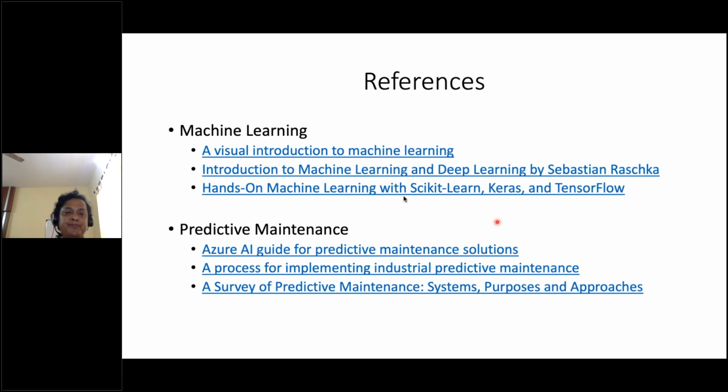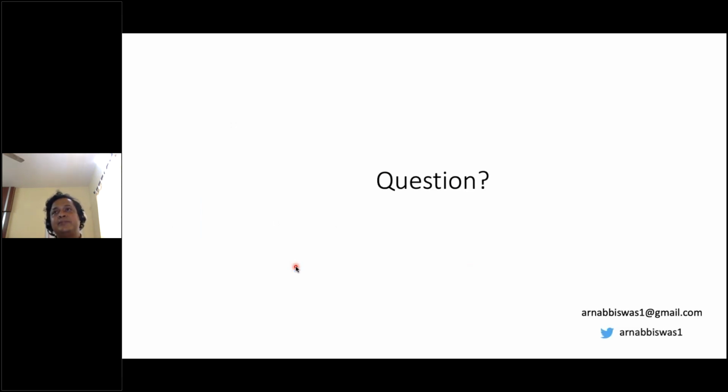These are the references based on machine learning. The first two are open source; these are blogs, basically web pages. This is a book. Then for predictive maintenance, all the things are open source. This is an Azure Microsoft guide, this is probably Google's guide, and this is a paper from arXiv. Feel free to visit these links. For machine learning beginners, I'll ask them to visit these two links. For the predictive maintenance folks, read at least these two pages from Microsoft and Google. That will give you a very good idea. That's it, and now I'm open for questions.